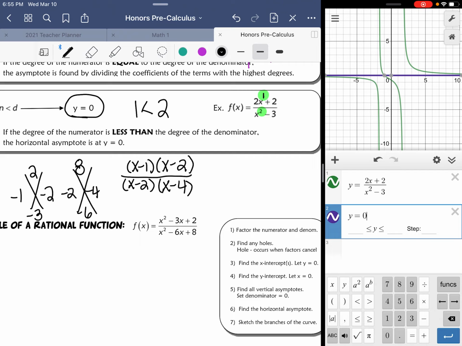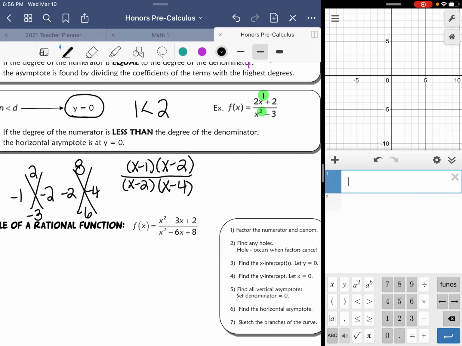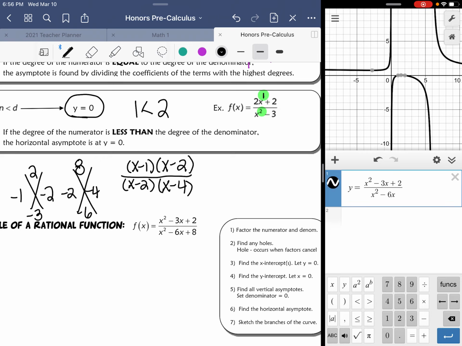All right. So in looking at this, I have 2 pieces in my numerator, and I have 2 pieces in my denominator. So I can see, all right, so I'm going to graph this, and we're going to talk about it as we look at the pieces. So I have y equals, and then I have x squared minus 3x plus 2 in the numerator, and in the denominator x squared minus 6x plus 8.